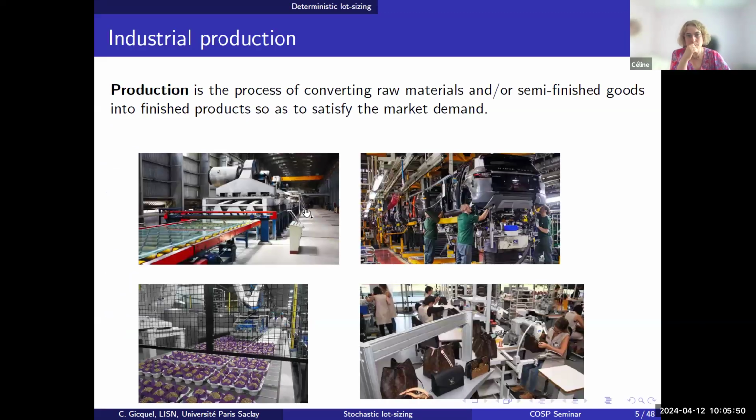So basically what we're talking about here is a combinatorial optimization problem coming from industrial production. Very basically, production is a process of converting raw materials or semi-finished goods into finished products, so as to satisfy a customer's demand. Behind this very generic definition, we have a huge variety of industrial realities. This can be, for instance, float glass production lines, car assembly lines, lines cooking things, or luxury products production.